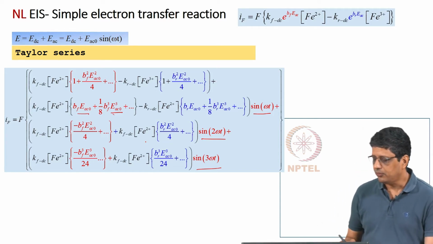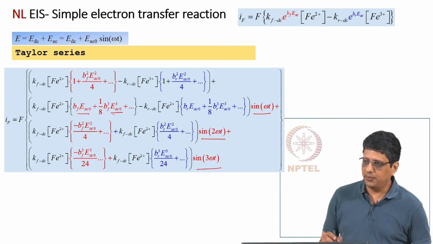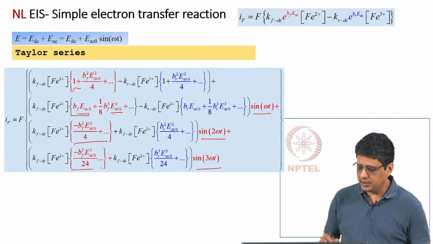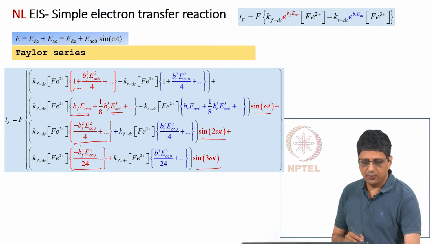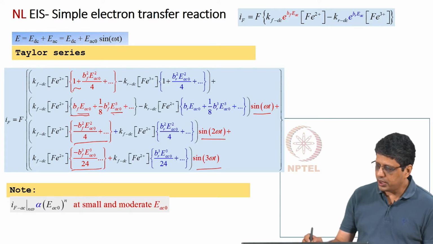Now, if you look at it, if EAC 0 is small or moderate, I can say this is roughly 1, this is roughly proportional to EAC 0, this is roughly proportional to EAC square, this is roughly proportional to EAC cube. That is why if I take the Fourier component at n omega, at sin omega, sin 2 omega, sin 3 omega, sin n omega, at small and moderate values it is going to be EAC 0 power n.